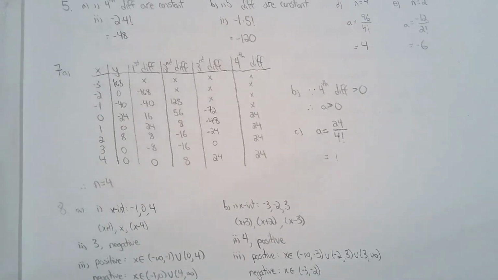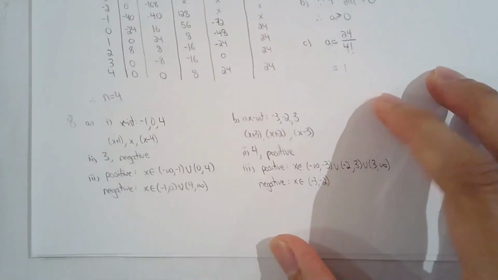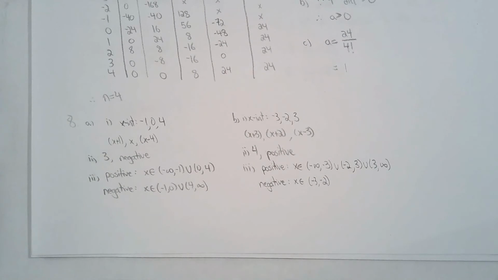Okay, let's do question 8. For question 8, we have the graph. They give us x-intercepts and the corresponding factors. They ask for least possible degree, so just look at the order of the zeros from the graph. Hopefully you can determine that. And the sign of the leading coefficient, which you can do using the end behavior. And they also ask us where the function is positive and where the function is negative. So just look at the graph and say, where is it above the x-axis and where is it below the x-axis?